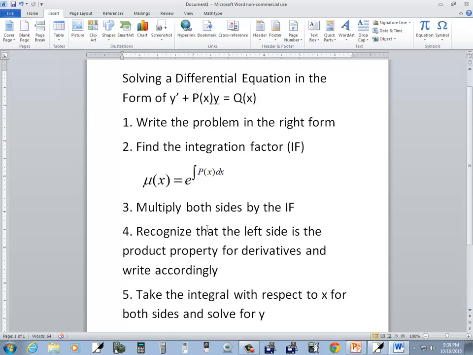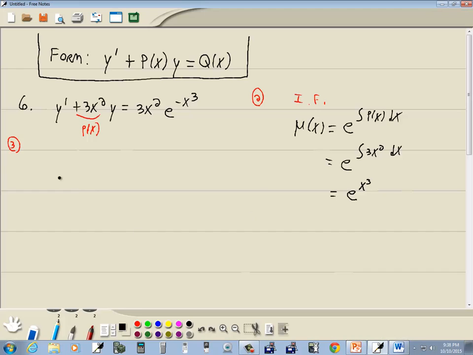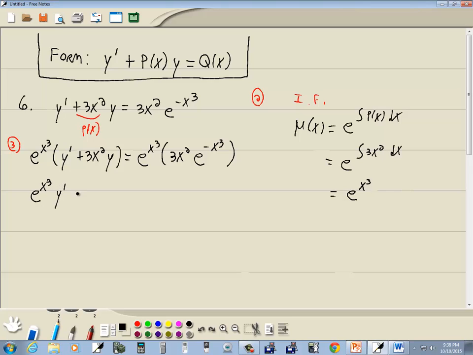Step 3. Multiply both sides by the integration factor. So we're going to take e to the x to the third, multiply times y prime plus 3x squared y equals e to the x to the third times 3x squared e to the negative x to the third. Now over here we got e to the x to the third y prime plus 3 e to the x to the third x squared y.